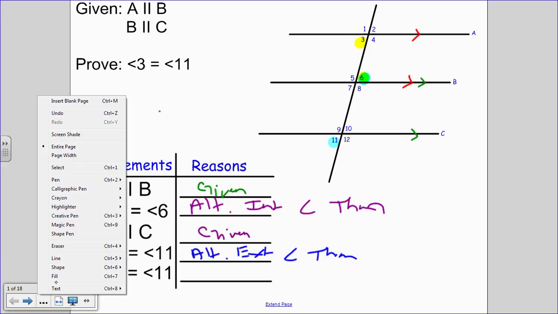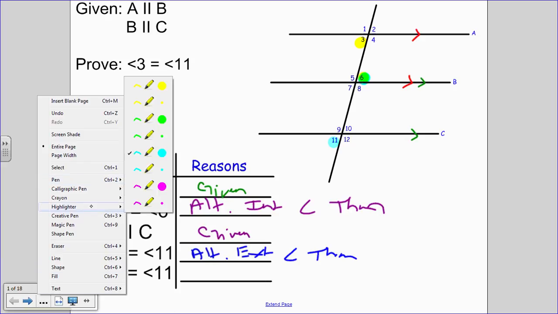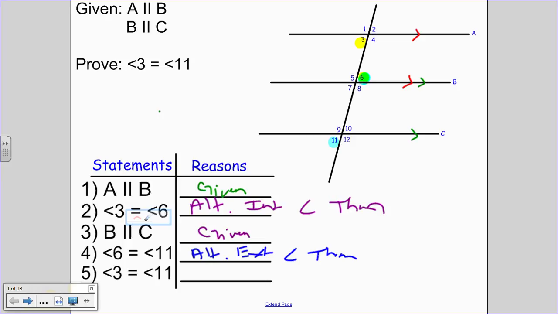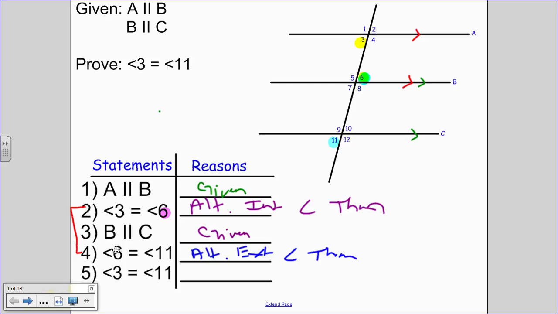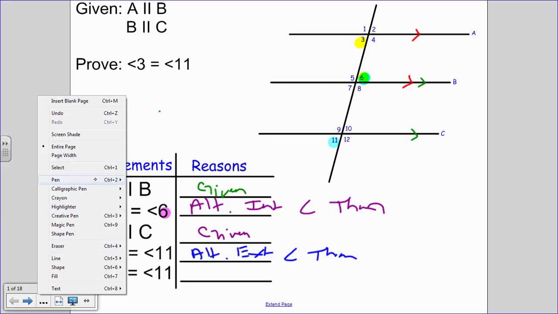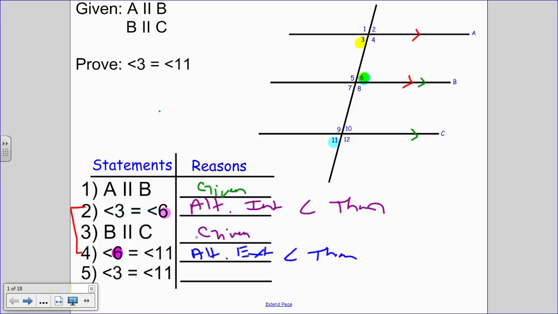Now, in order to give a reason for statement 5, we need to go back and look at statements 2 and 4. What you should recognize in statement 2 and statement 4 is that angle 6 repeats itself. Now, if I were to write those two statements side by side, maybe you would see a little clearer the reason I'm trying to get you to notice. So I'm going to write them side by side. Angle 3 equals angle 6, and angle 6 equals angle 11. And then angle 3 equals angle 11, which is where we are right now in statement 5.